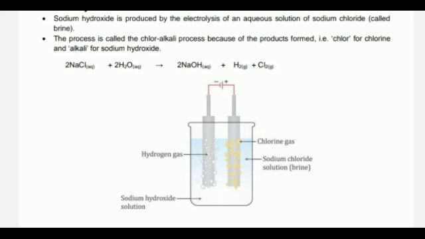And third product is sodium hydroxide. So sodium hydroxide is used in paper making industries, formation of soap and detergent. So whenever you are writing the uses, try to write the uses of each and every byproduct separately. It will be easy for you to remember.